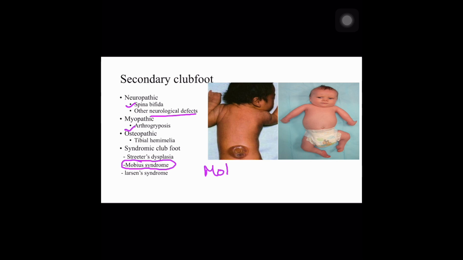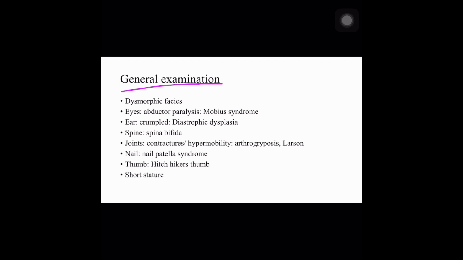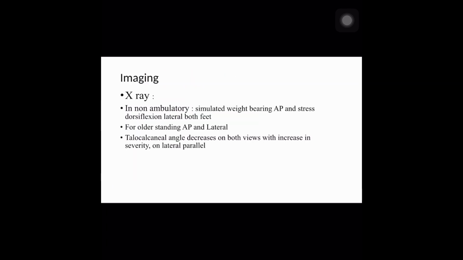Do you know this word, Moebius? In thyroid eye disease, you had the Moebius sign. So this is known as Moebius syndrome. It is also associated with CTEV, and at least one syndrome you can memorize. On general examination: dysmorphic faces, eye abductor palsy, Moebius syndrome, and crumpled ear. This is just an approach. So let's come majorly to CTEV. Remember, in X-ray it is very difficult to find because there are a lot of ossification centers going on.